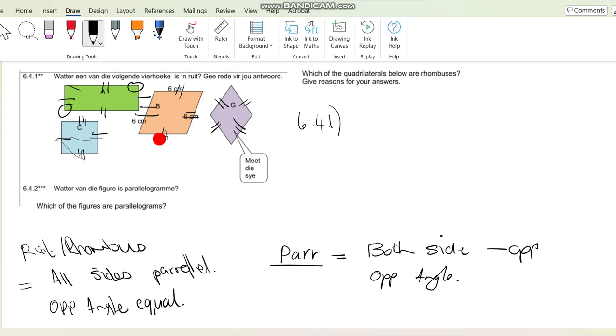Then that's the same. Those two are the same, right? Those two, those two. Do you see that? All opposite sides are the same, okay? So all of them are parallelograms.